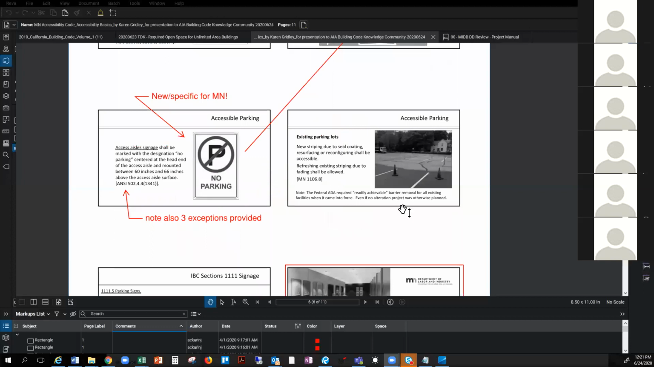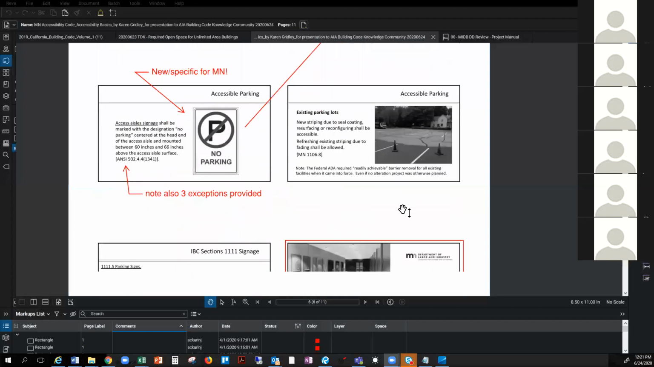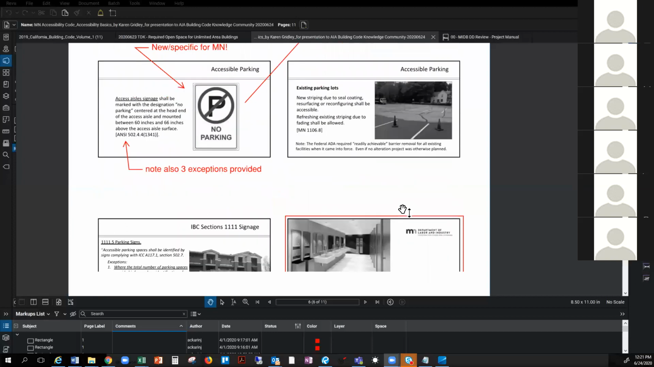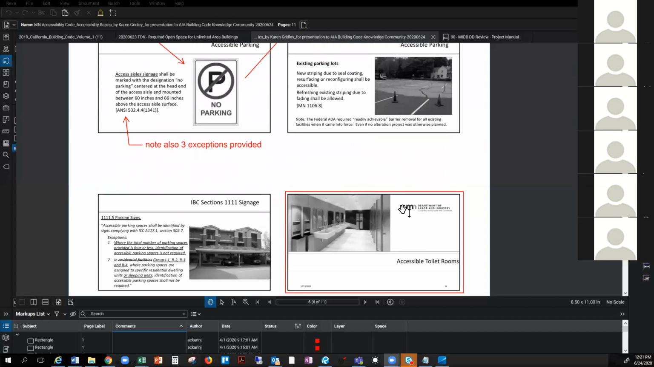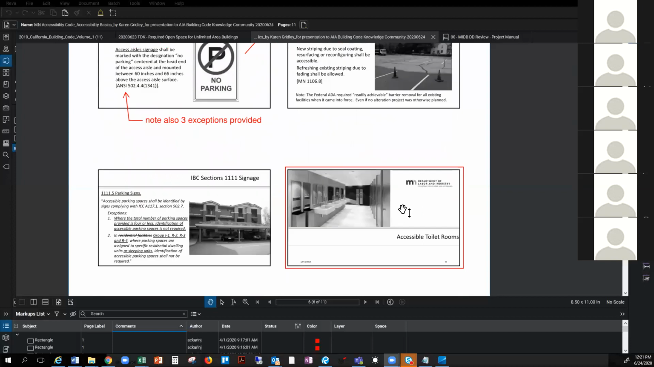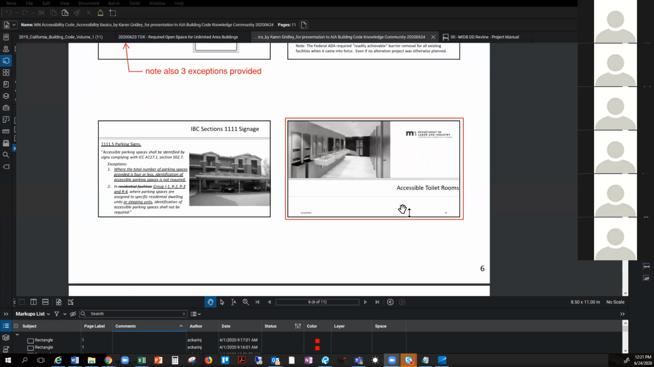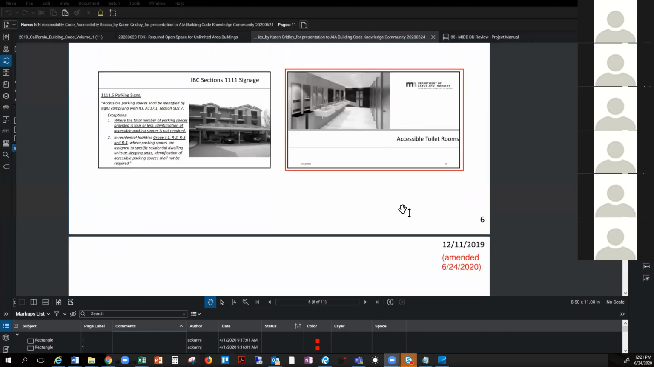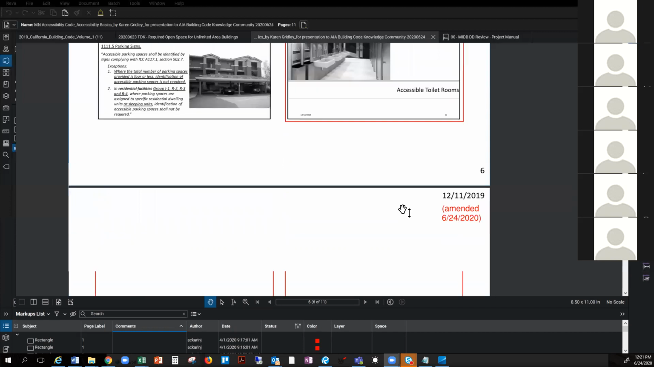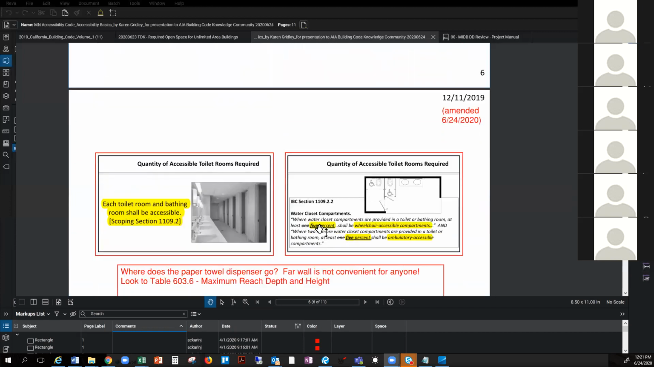I'm just talking about the existing parking spaces. You can certainly read through this. I won't elaborate on that too much. And then the accessible toilet rooms. That's always been a topic of conversation, specifically because we're dealing with gender neutral, which is in the provision now as far as signs.